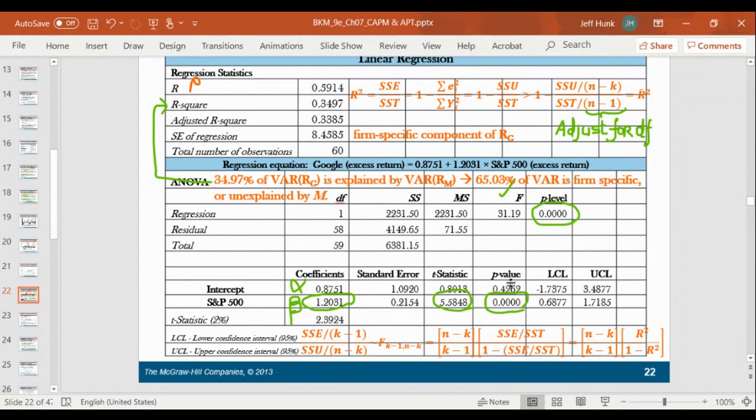The higher the probability, the higher the chance that this estimate is purely by chance. But if the probability of this number happening is this low, then this is clearly an outlier. It's significantly different from the mean beta value of zero, and therefore this estimate is very robust. This regression result is very robust. Okay, that's what is meant by t-statistics.